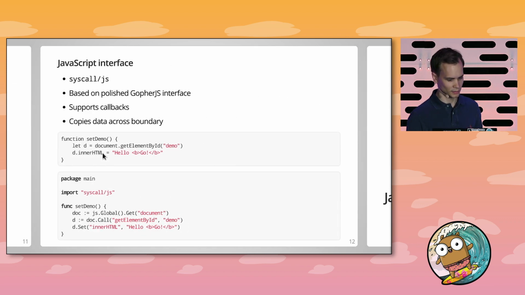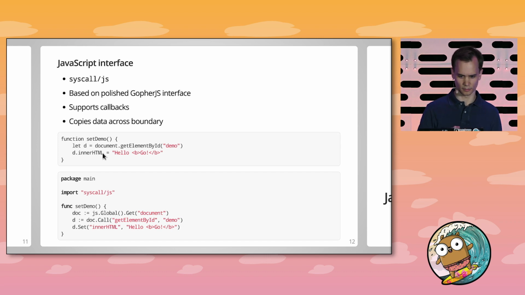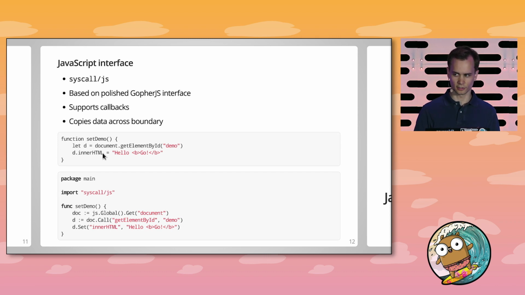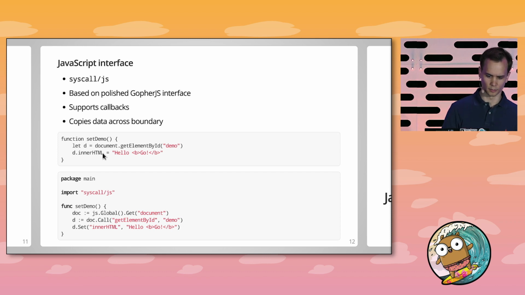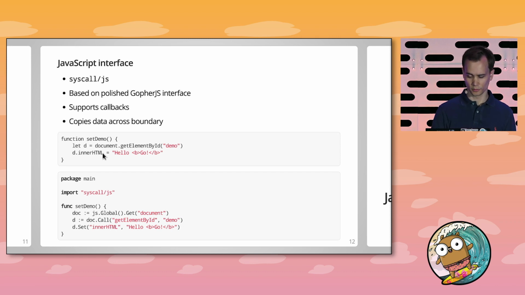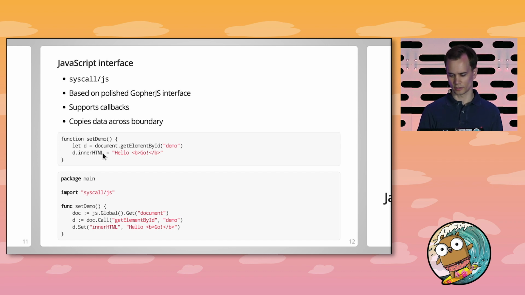I mentioned before that we have a JavaScript interface, and in order to access browser features from WebAssembly, such as manipulating the DOM, we have the syscall/js package. This is not meant to be used by all Gophers writing WebAssembly code, and should only be necessary when you're working directly with browser APIs. It's based on the interface Richard developed for GopherJS with its own little adaptations because of the different runtime. If you use the GopherJS interface, it will look very familiar. It supports sending callbacks to JavaScript, which is essential to use certain JavaScript browser APIs.